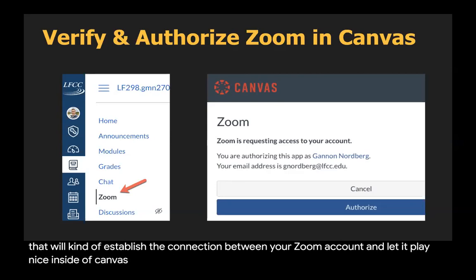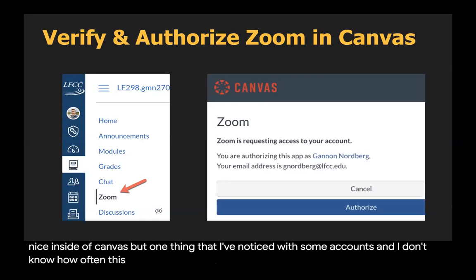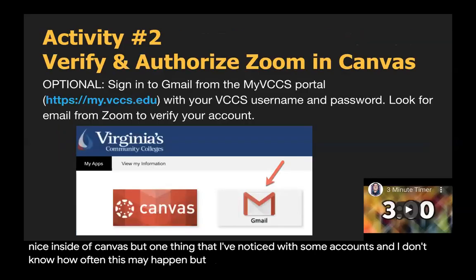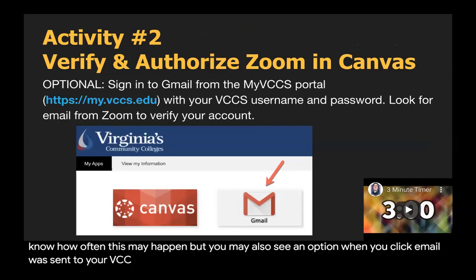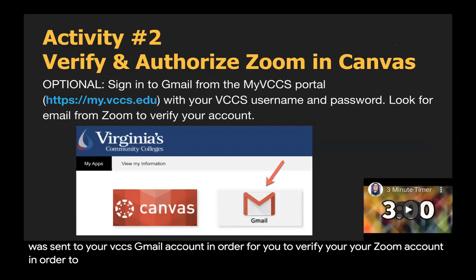inside of Canvas. But one thing that I've noticed with some accounts, and I don't know how often this may happen, but you may also see an option when you click on Zoom that an email was sent to your VCCS Gmail account in order for you to verify your Zoom account in order to activate it.